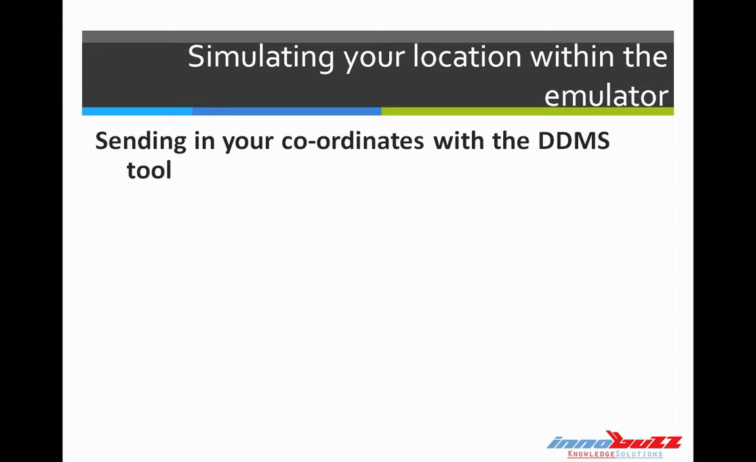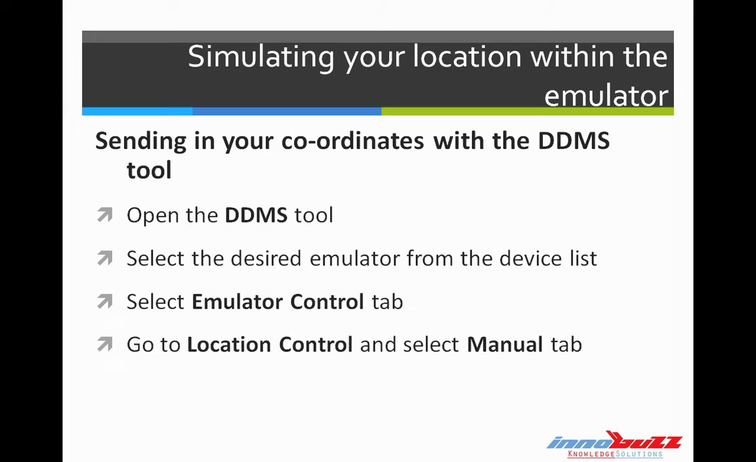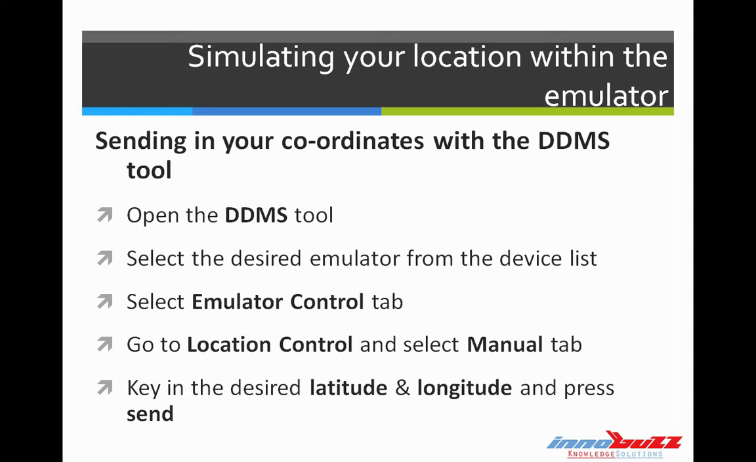Sending in your coordinates with the DDMS tool. Open the DDMS tool. Select the desired emulator from the device list. Select Emulator Control tab. Go to Location Control and select Manual tab. Key in the desired latitude and longitude and press Send. The location will be updated with the keyed latitude and longitude.